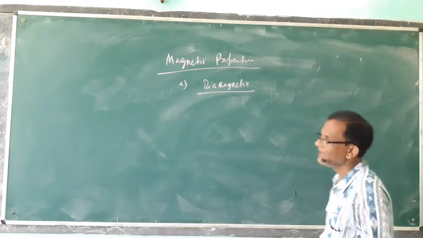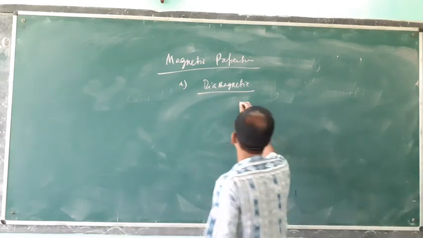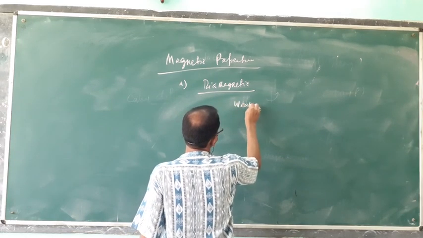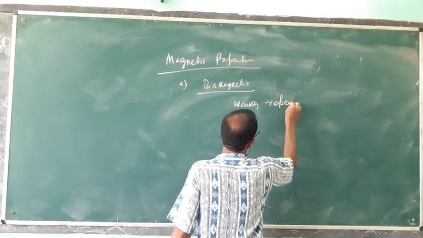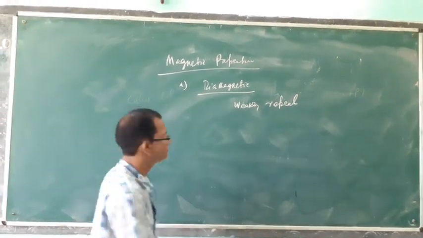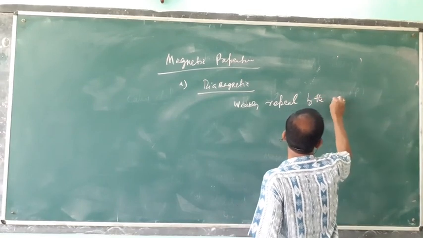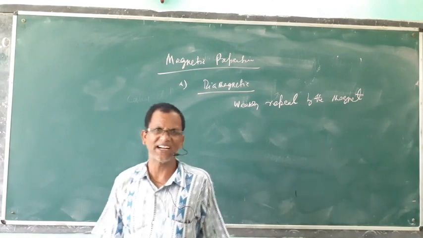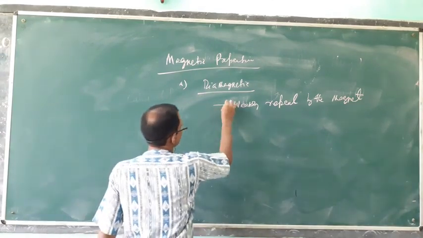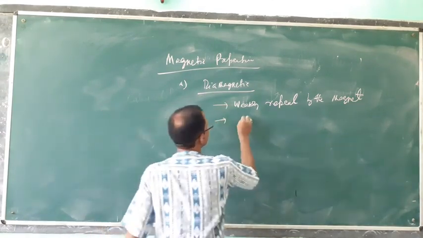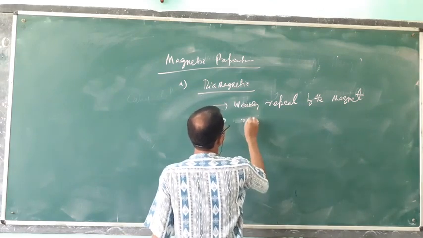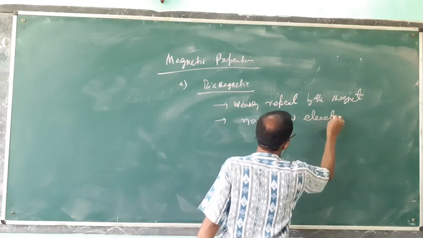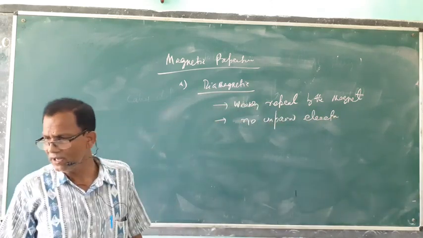Diamagnetic crystals. Diamagnetic crystal means it is weakly repelled by the magnet. The magnet will repel the crystal. That is your diamagnetic. And what are the other characteristics? No unpaired electrons. Unpaired electrons should not be available.